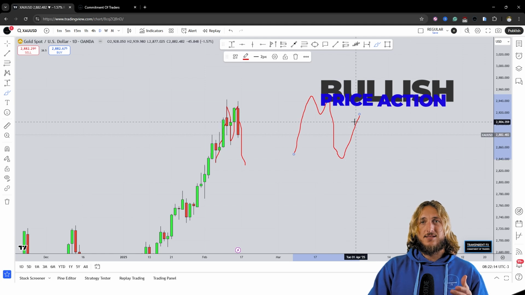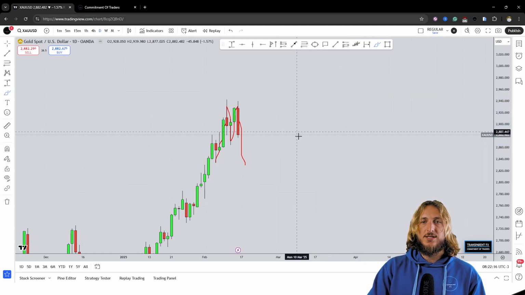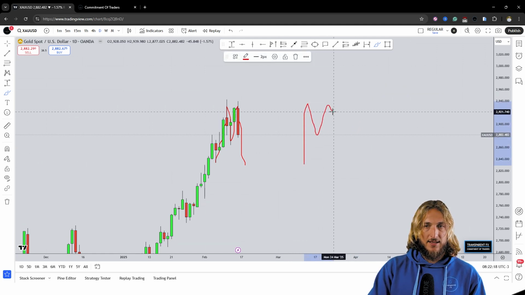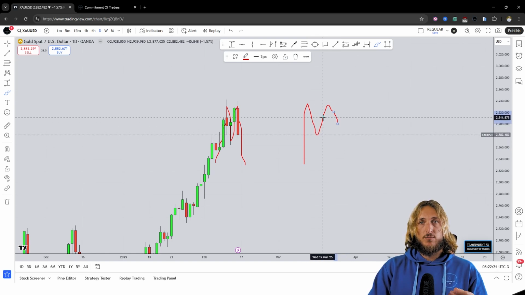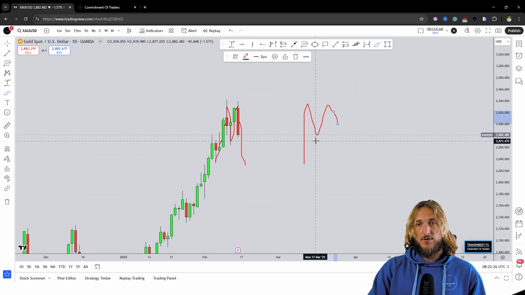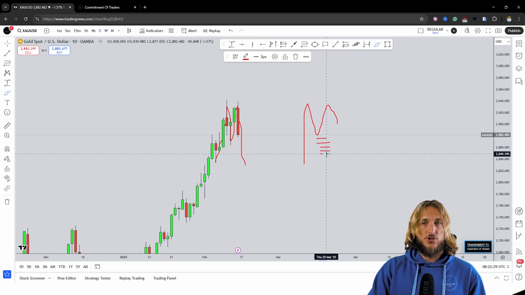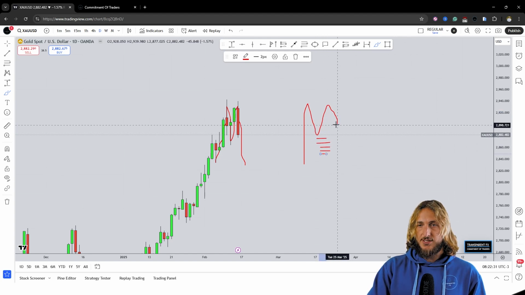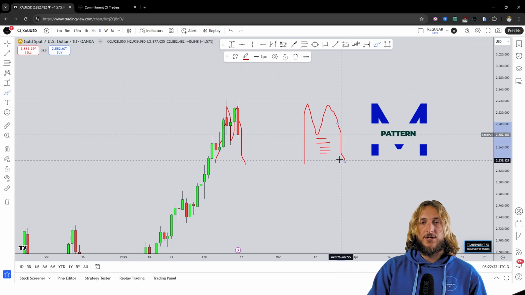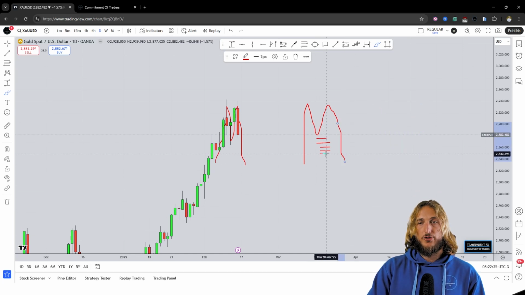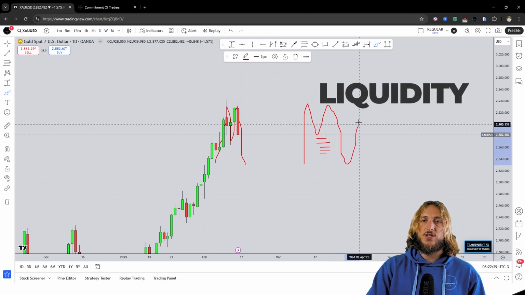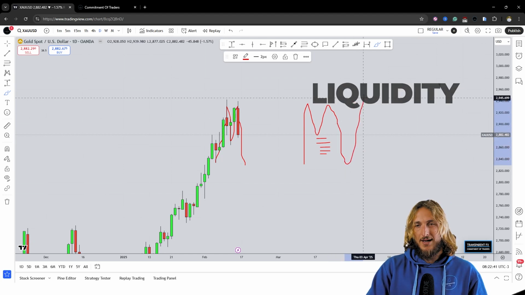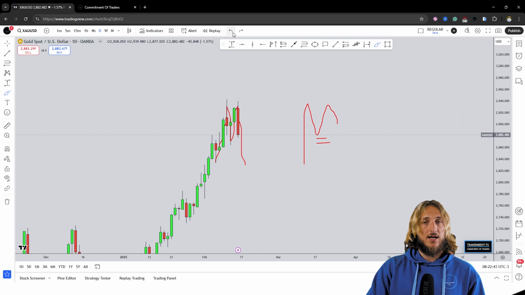This is a classic manipulation pattern because when there is the creation of the neckline of the M pattern, which at that point is basically the previous low, there is a high probability that a lot of stop losses from a retail perspective are placed below the previous low. That is usually where people put their stop losses. So the creation of an M pattern essentially liquidates all those stop losses, injecting more liquidity into the market, which then gives the possibility for institutions to buy and push the price higher.